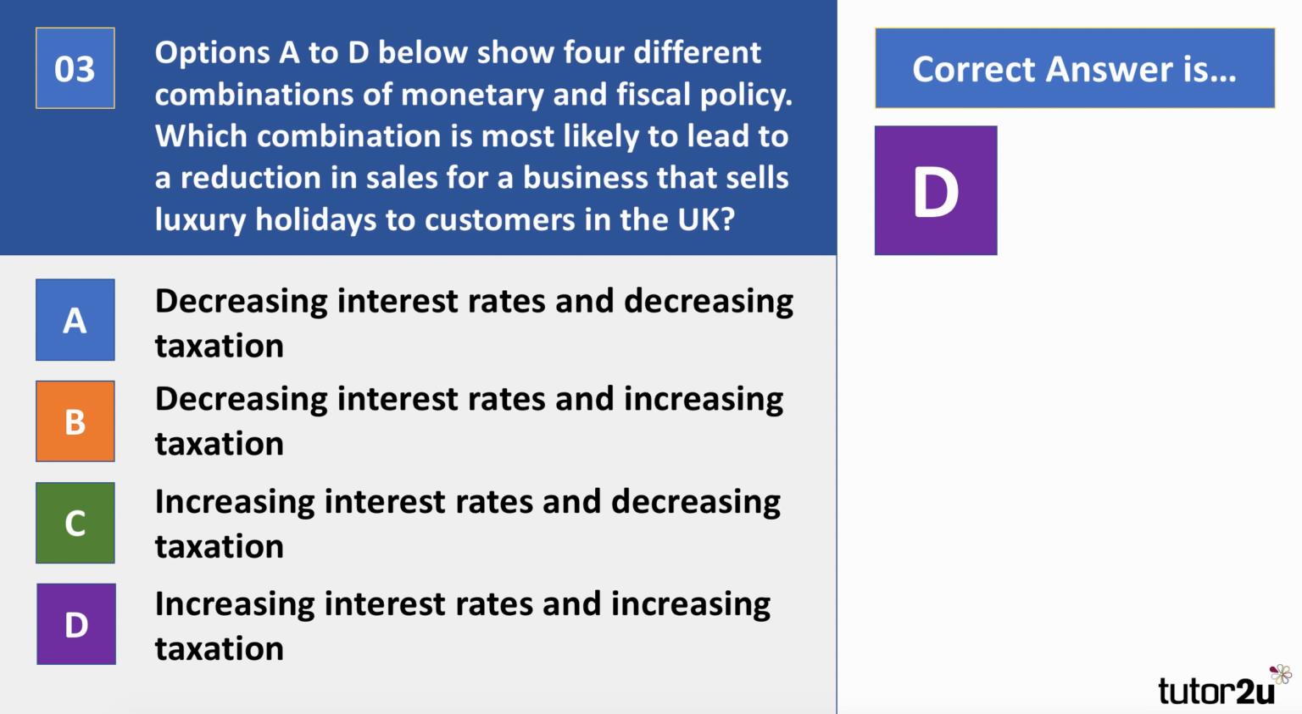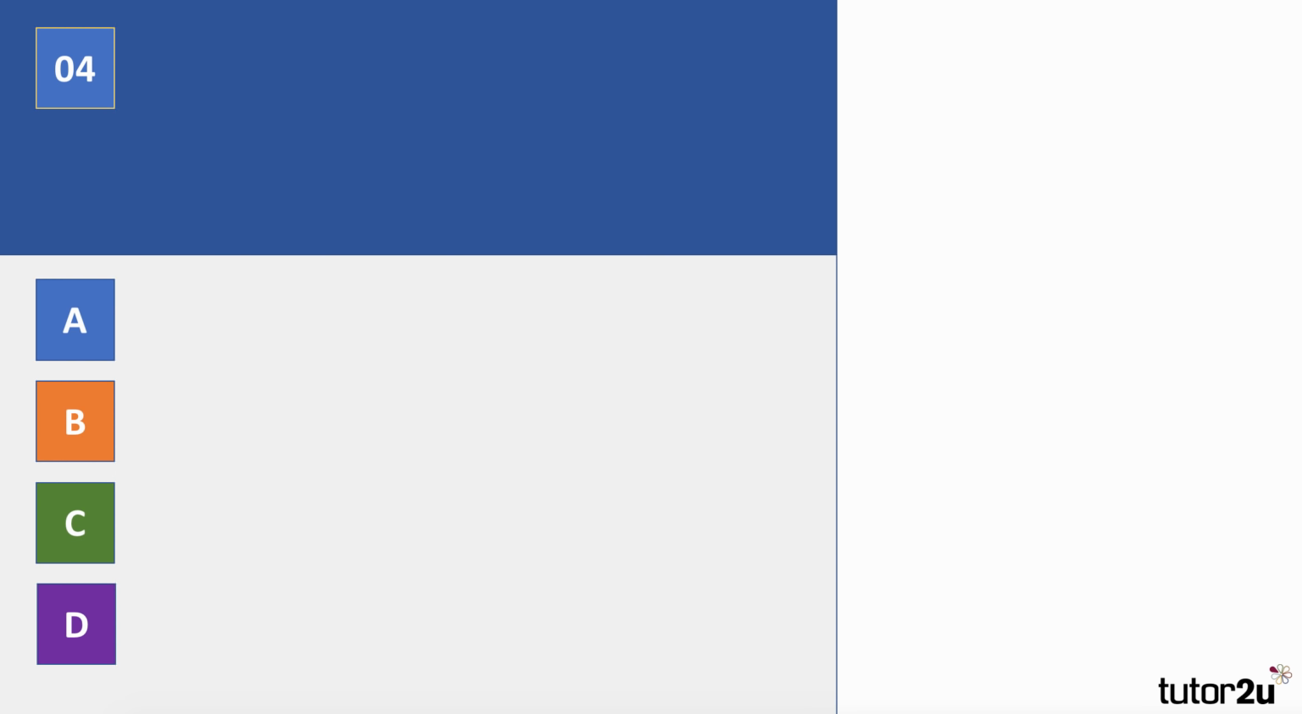Okay, monetary and fiscal policy. Well, the answer is D, increasing interest rates and increasing taxation. The clue we were looking for in the question was a reduction in sales, lower demand for a business that sells luxury holidays to customers in the UK. Higher interest rates should lower consumer confidence and consumer spending, therefore reducing demand for luxury holidays. And also increased taxes would reduce the disposable income of consumers in the UK. So that's the combination that's most likely to lead to a reduction in sales for that kind of business. Answer D.